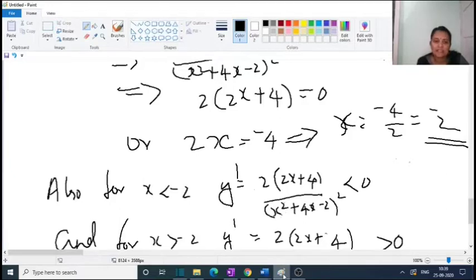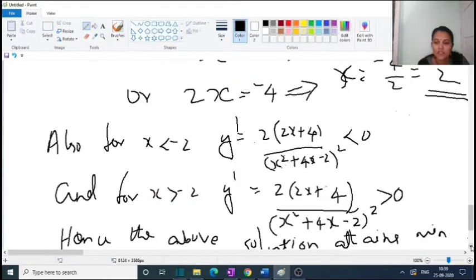Also for x less than minus 2, y dash is equal to 2 into (2x plus 4), which is less than 0, divided by (x square plus 4x minus 2) all square, so y dash is less than 0. And for x greater than minus 2, y dash is equal to 2 into (2x plus 4) by (x square plus 4x minus 2) all square, which is greater than 0.